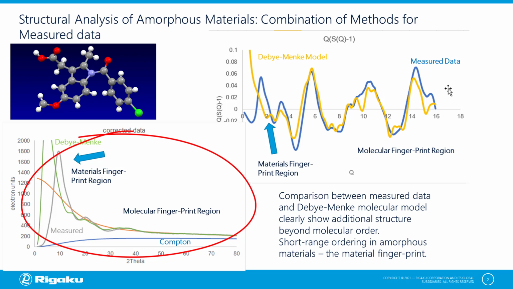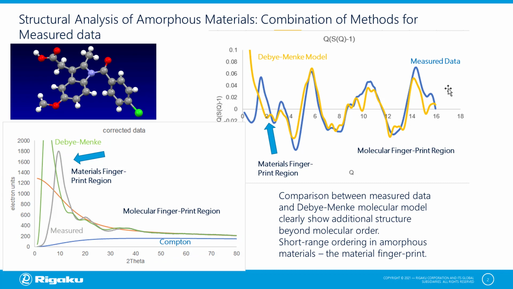And as we've seen up here with QS of Q minus 1, at high Q, the simulated data for a single molecule closely follows the measured data. And we see the same here. For diffraction angles beyond about 35 degrees 2 theta, again, this is with molybdenum, the Debye response for a single molecule closely follows the measured data itself. And this is extremely important, as it gives us a very powerful way to normalize our data prior to doing QS of Q minus 1 and prior to doing Fourier transformation.